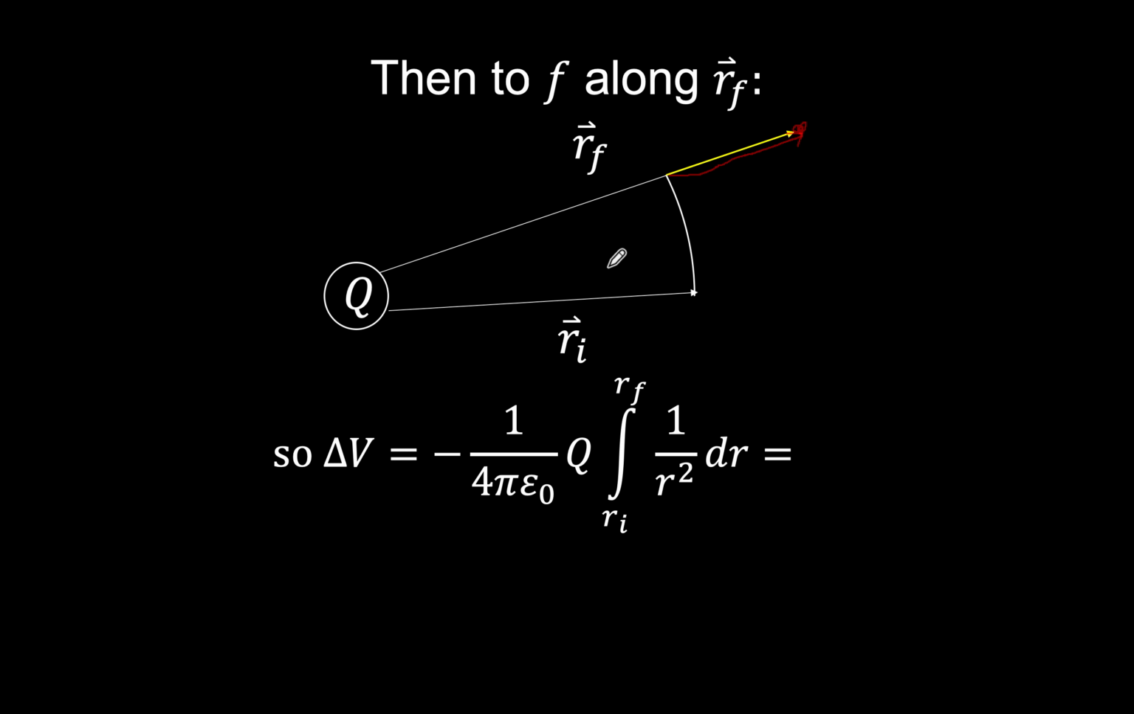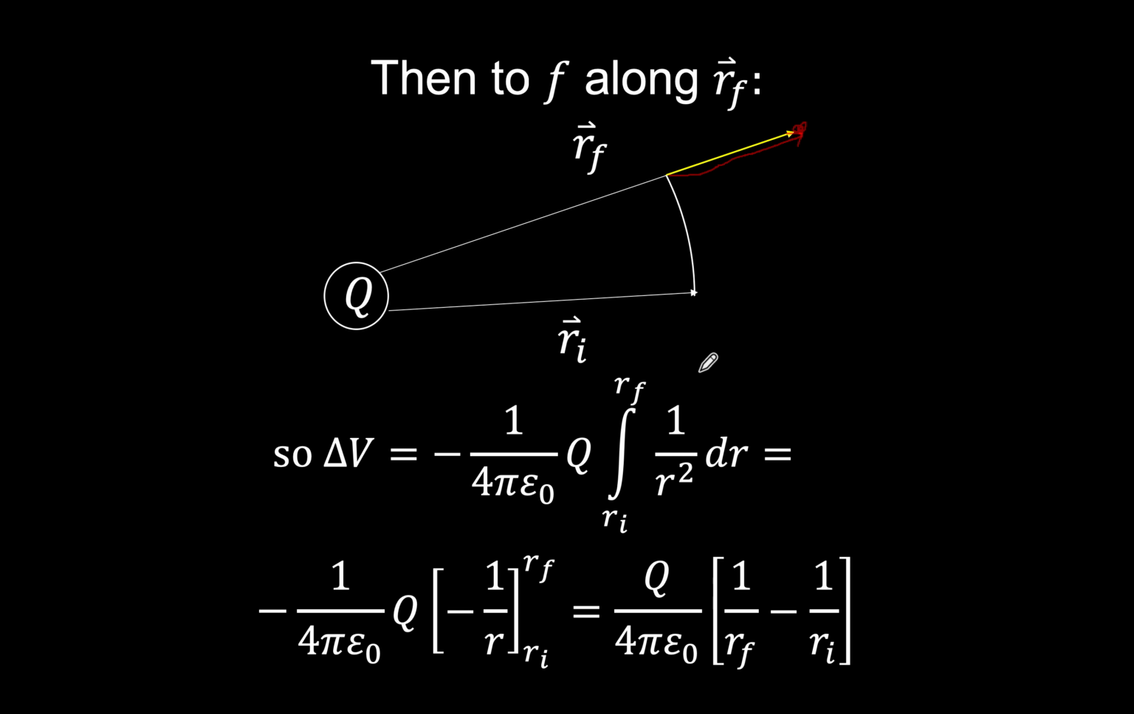So we just need to integrate from this ri. Notice this is not a vector. This is just the magnitude of ri. That's the magnitude right here, this displacement. And we need to get from there to here, to rf. And that's a nice little one-dimensional integral, no problem. So what's the antiderivative of 1 over r squared? That's negative 1 over r.